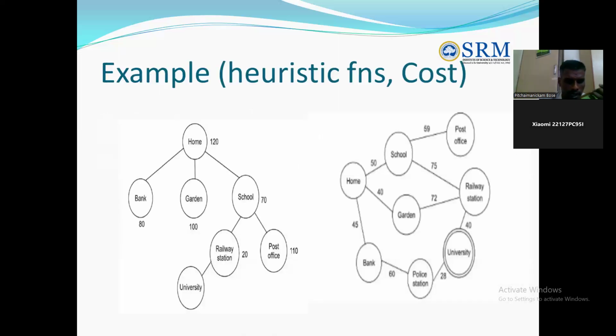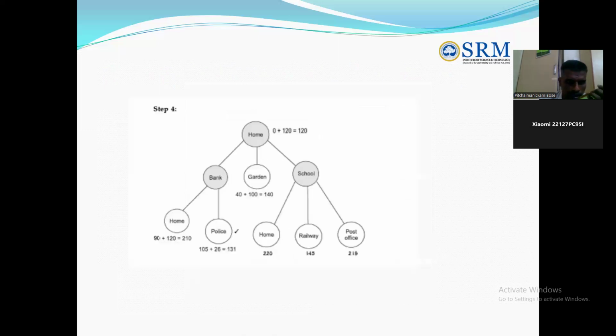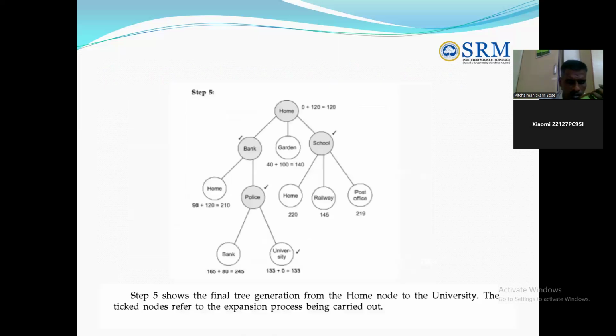For this example, we have the heuristic function and the cost function, and from these we need to find the shortest path from home to university. You just apply this algorithm to find the shortest path. Finally, the answer is home, bank, police, and the university, and the minimum is 133. Okay, this is one important point that should be considered for our process. Okay, thank you.